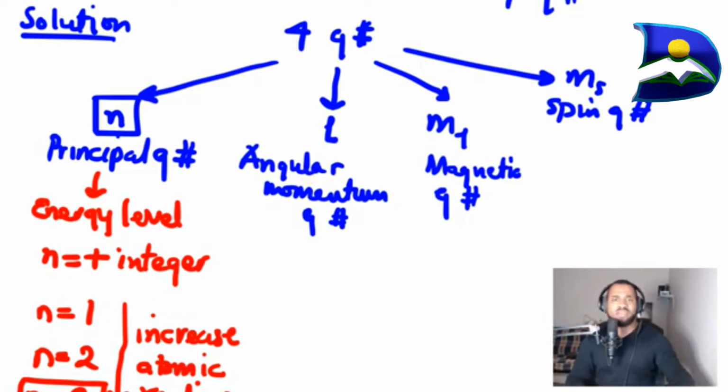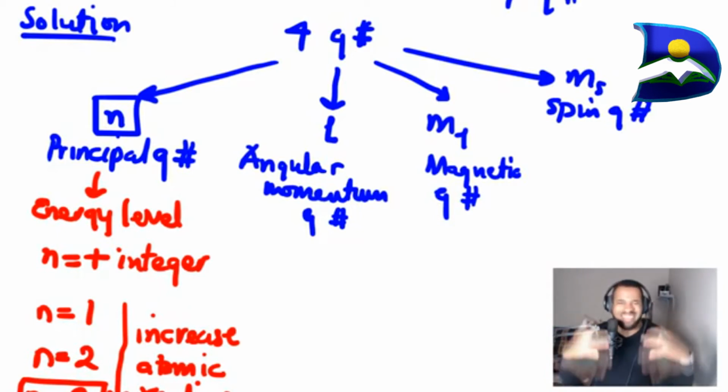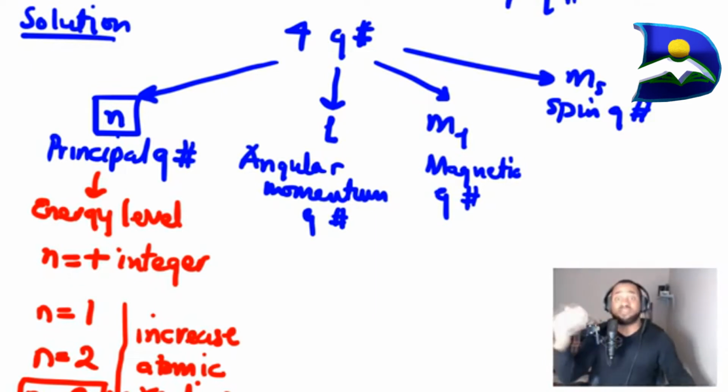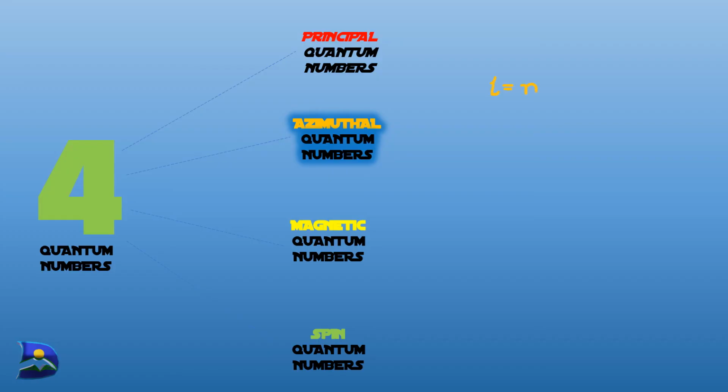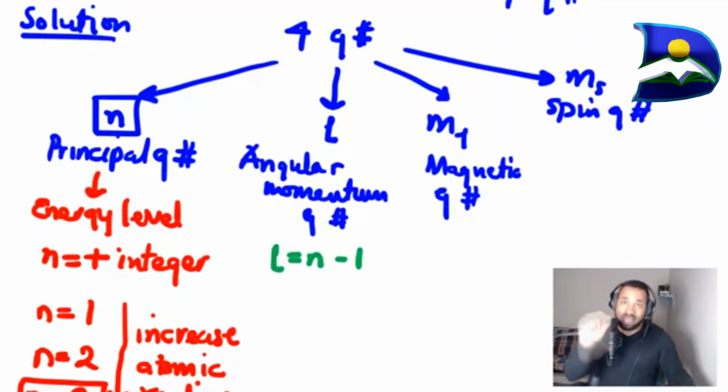And so angular momentum quantum number is represented by the letter L, and this signifies the shape of the orbitals, the sublevels present inside the energy level, which is n. So we can establish the types of orbitals based on this formula: L equals n minus 1, where n is the energy level in question.